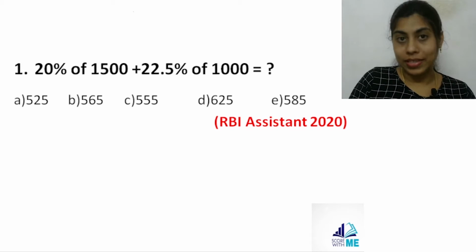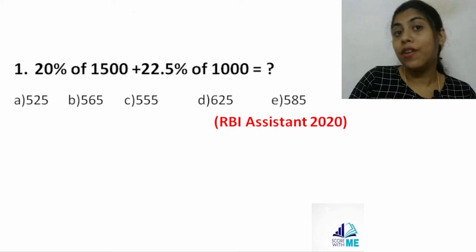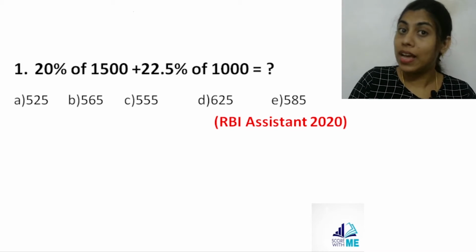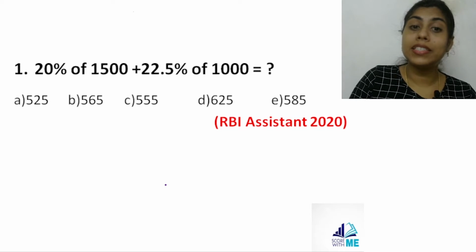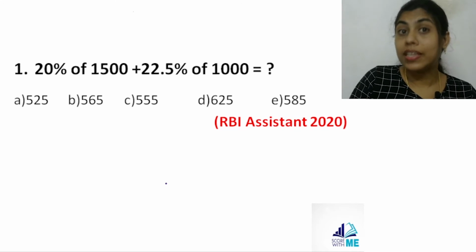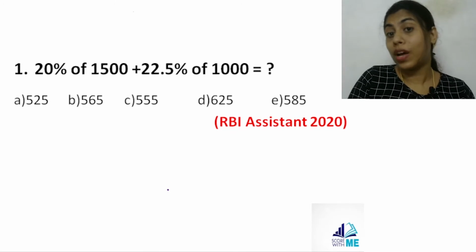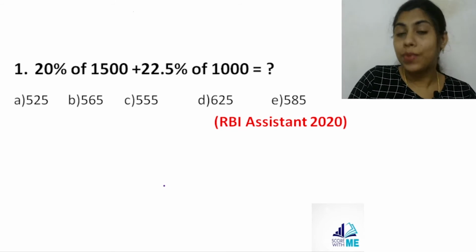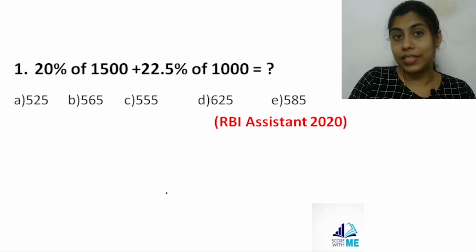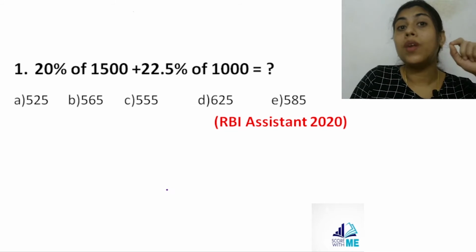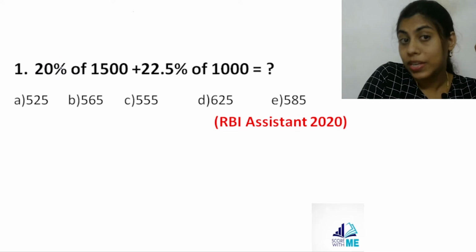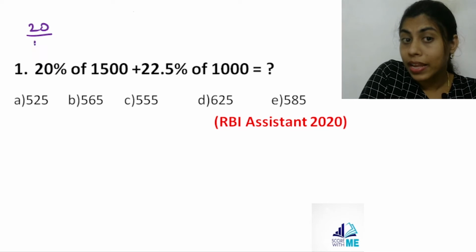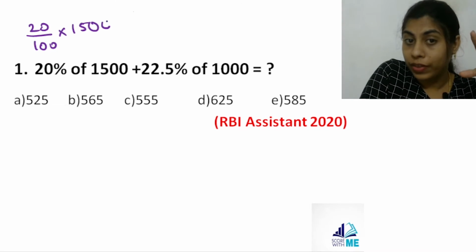Getting into the first question, we have taken this question from RBI Assistant that was asked last year. This question gives us 20 percentage of 1500 plus 22.5 percentage of 1000 gives us how much? This question involves percentage. And remember, whenever percent comes, it means it is divided by 100. So 20 percentage simply means 20 by 100 of, which is nothing but multiplication, 1500.